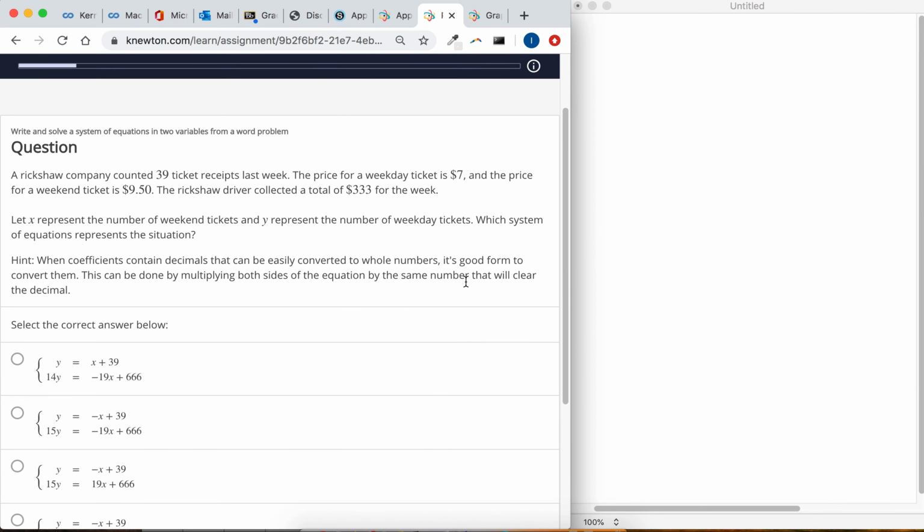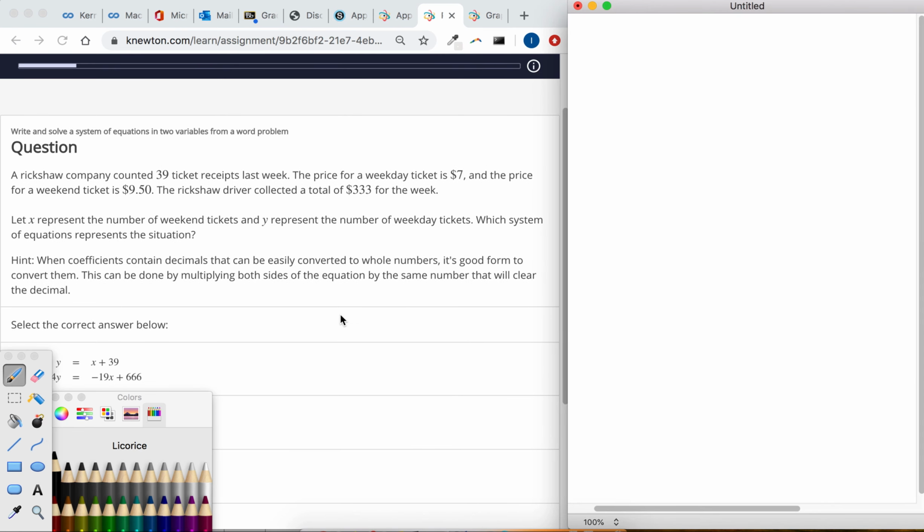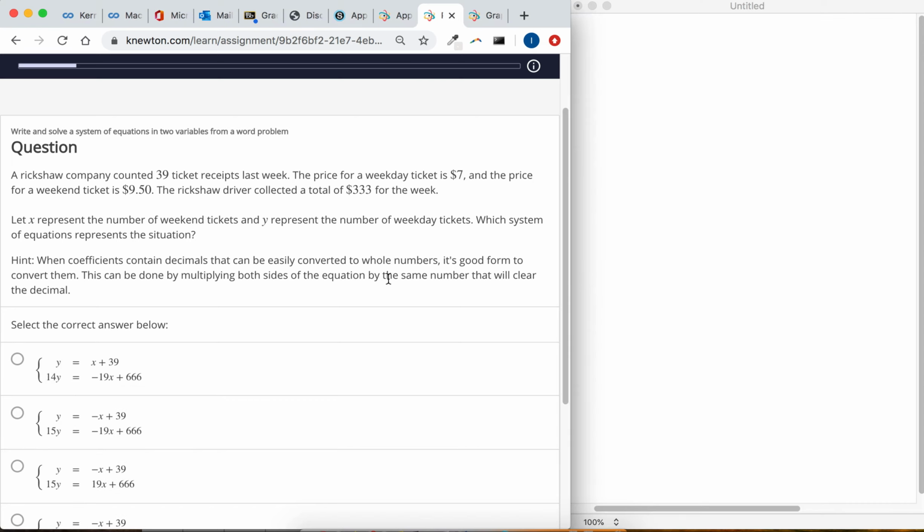A rickshaw company counted 39 ticket receipts last week. These are the most exciting examples. The price for a weekday ticket is $7, and the price for a weekend ticket is $9.50. The rickshaw driver collects a total of $333 for the week. Same type of thing, right? Make an equation for the dollars where X is the number of weekend tickets.